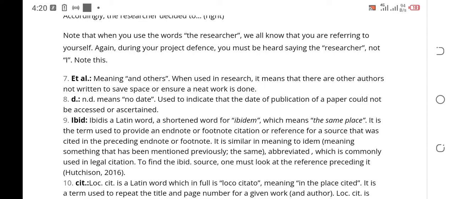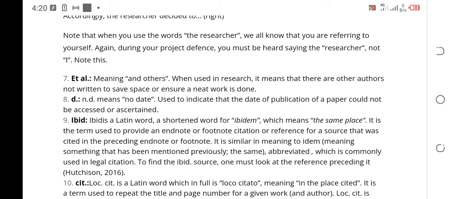Now, when you are writing a work and the authors are multiple, after the first time you cite the authors, the second time you don't need to write all the authors. You can just write the name of the first author, with or without a comma, and put et al. Meaning there are other authors whose names you did not write, but in your reference list the reader should be able to see them.